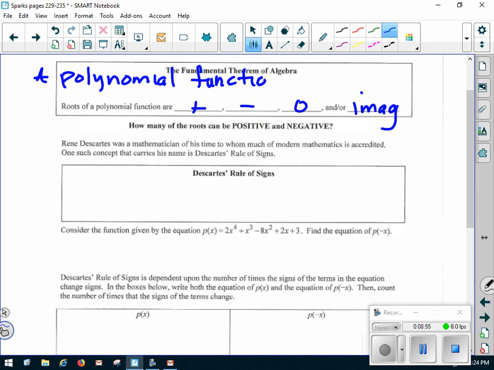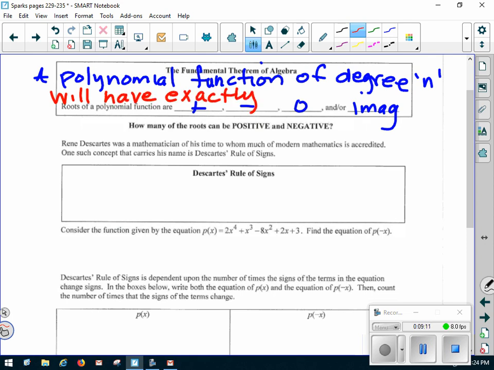The fundamental theorem of algebra says if a polynomial function of degree n will have exactly n roots. Hopefully that makes sense to you. Remember, roots and zeros and solutions and answers and x-intercepts all mean the same thing. That's it.